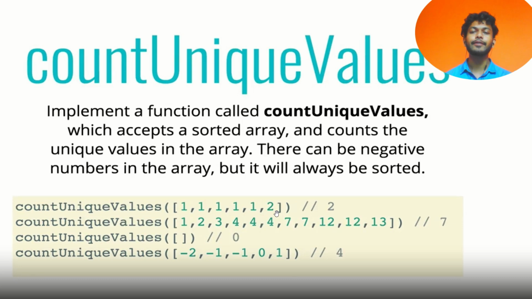Okay. Count unique values. Implement a function called countUniqueValues which accepts a sorted array. Sorted array, bro. Sorted array is such a beautiful thing.